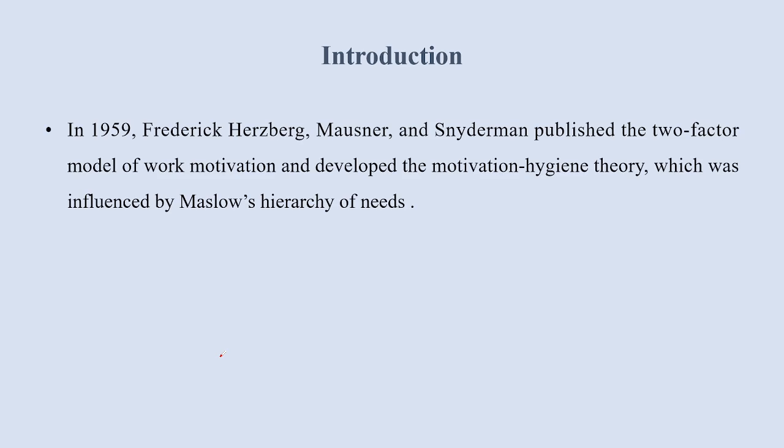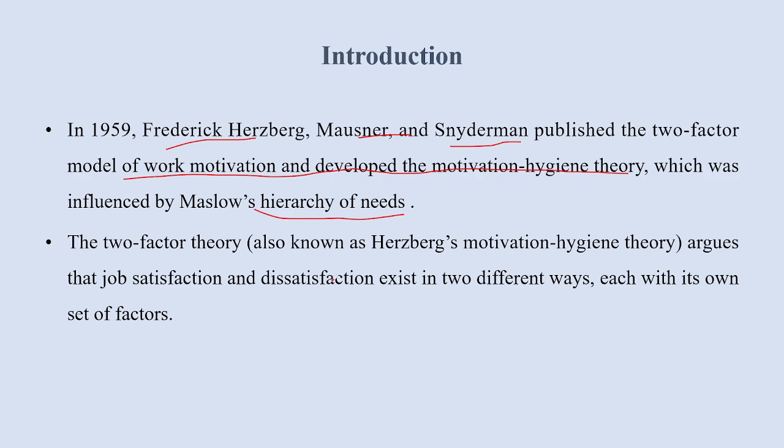In 1959, three scientists, Frederick Herzberg, Mausner, and Snyderman, published the two-factor model of work motivation and developed the motivation hygiene theory, which is basically influenced by Maslow's hierarchy of needs theory. If you are not aware of this theory, you can find the video on my channel. So the two-factor theory, which is also known as Herzberg's motivation hygiene theory, talks about these two concepts: job satisfaction and dissatisfaction. Herzberg said that these are two different ways, each with its own set of factors.